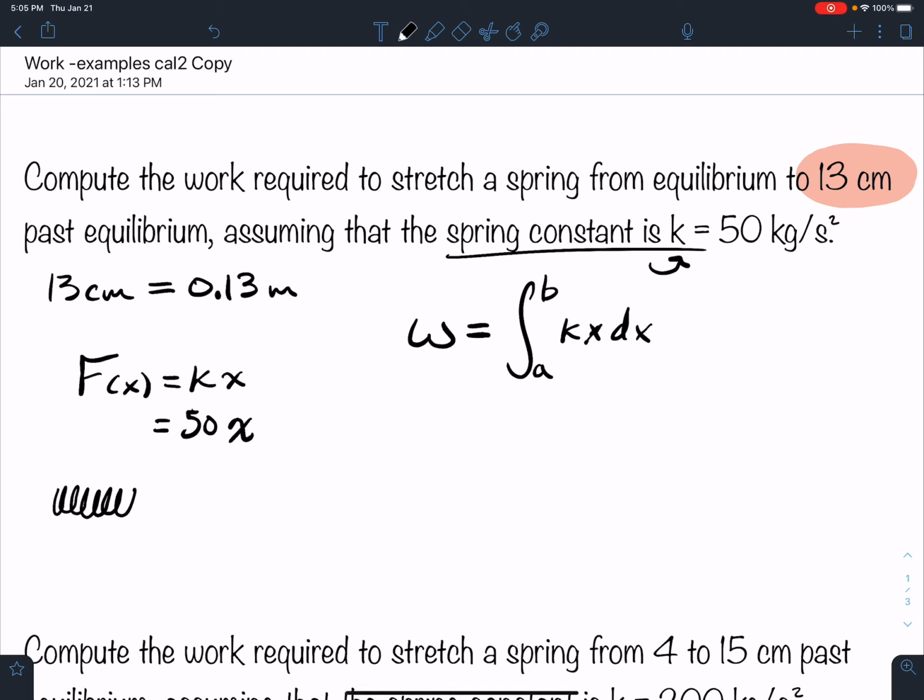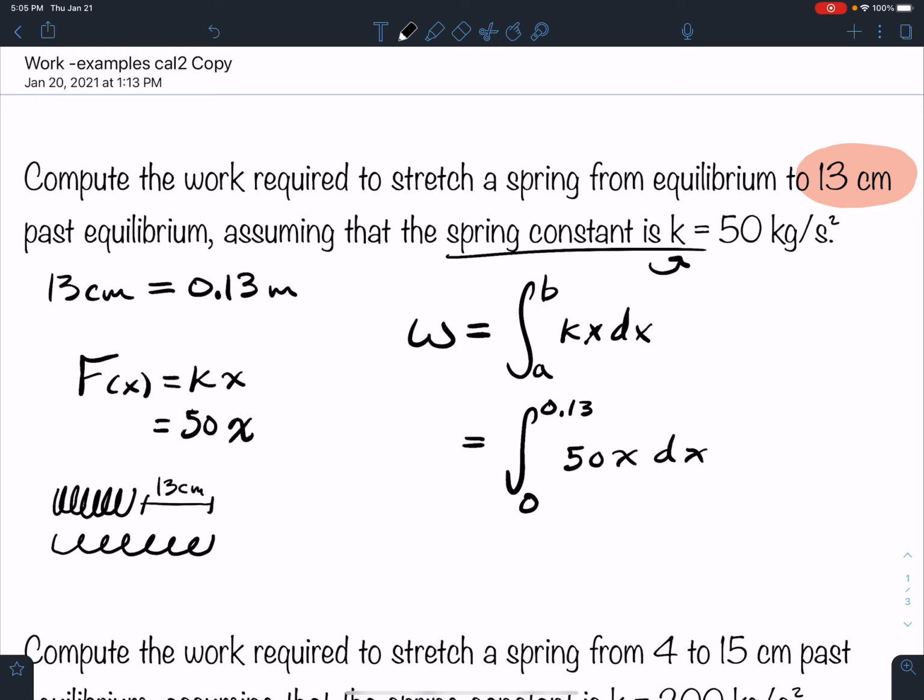at its natural resting equilibrium, and then I'm going to stretch it 13 centimeters past that equilibrium. So I want to know what's the work to move it from 0 meters past to 0.13 meters past the equilibrium. And it's 50x for my force function, dx.